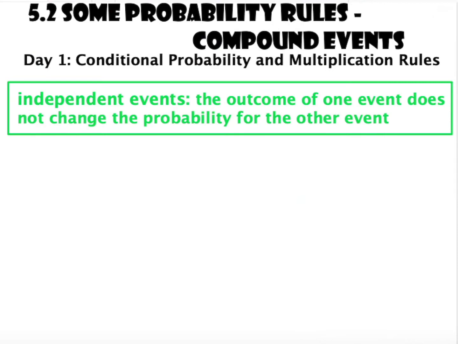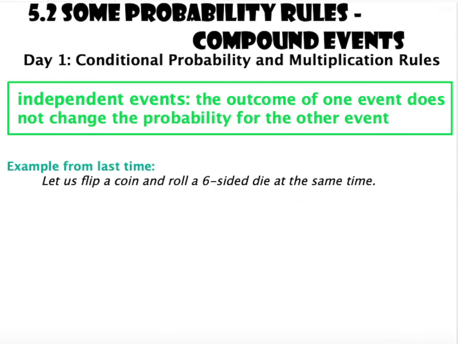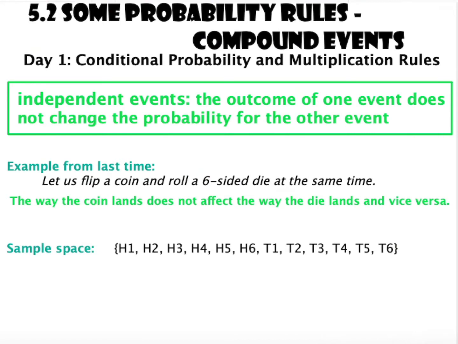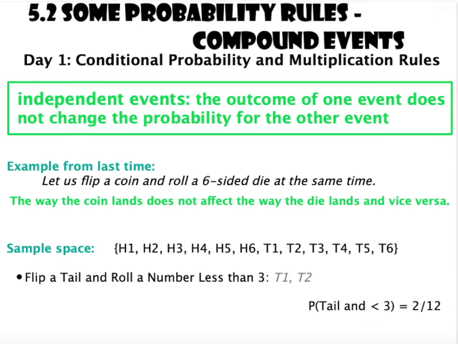When we talk about independent events, we would say that the outcome of one event does not change the probability for the other event. A good example of that would be flipping a coin and rolling a die. The outcome of the coin does not affect the probability of how the die is going to land. Remember that our sample space includes those 12 simple events, and if we wanted to find the probability that you flipped a tail and you rolled a number less than 3, we would have 2 outcomes that match that event.